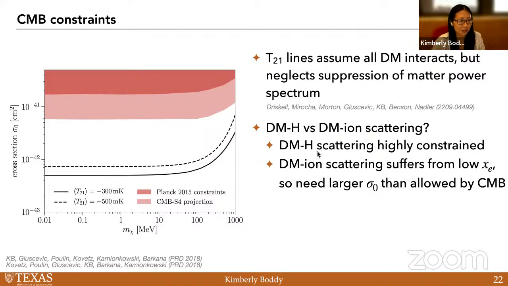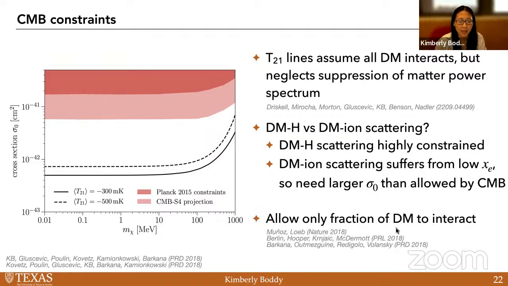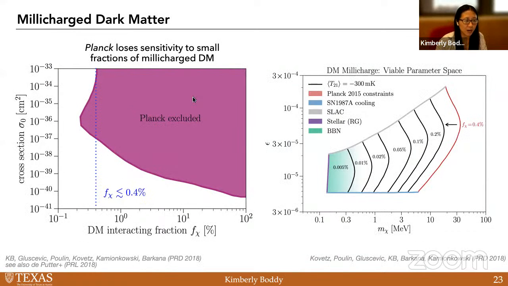You can think about dark matter hydrogen scattering, where it doesn't matter that the hydrogen is neutral, but that tends to be highly constrained, as some authors showed, by fifth force constraints, for instance. So the solution was to allow only a very small fraction of dark matter to interact. You can get away with a very large cross section, but a very small fraction of dark matter that actually has this interaction. In this millicharged case, Planck actually loses sensitivity if the interacting dark matter is only 0.4% or less of all dark matter, and you can go to very high cross sections. The reason is that it's basically hiding in the uncertainty of the baryon density. There are error bars on Planck, and you're just hiding in those error bars.